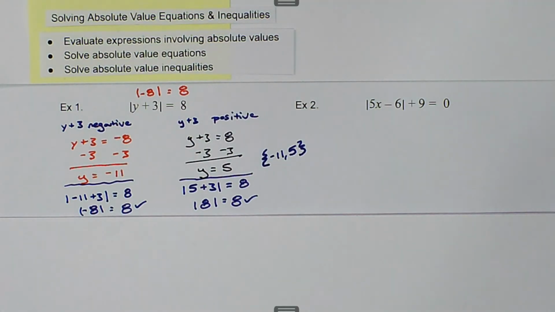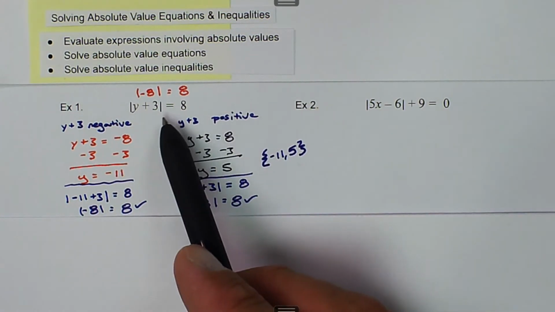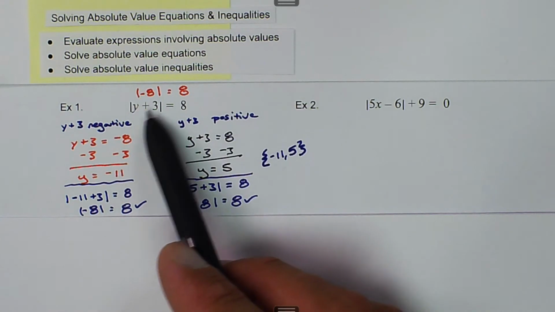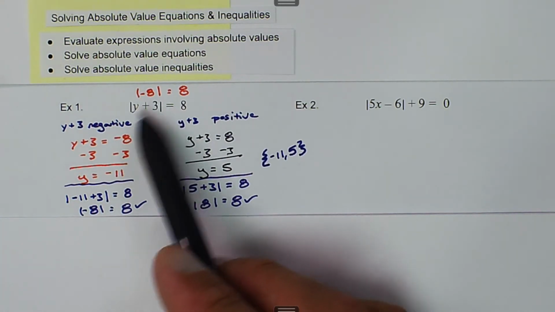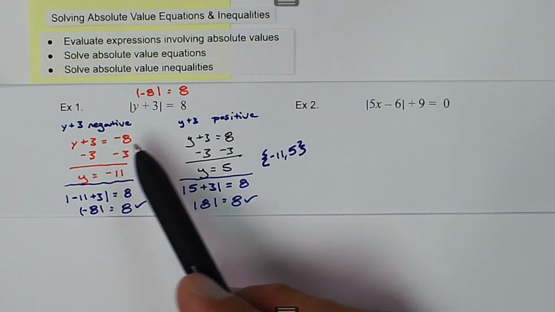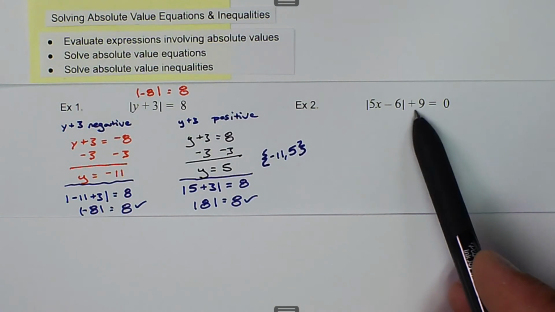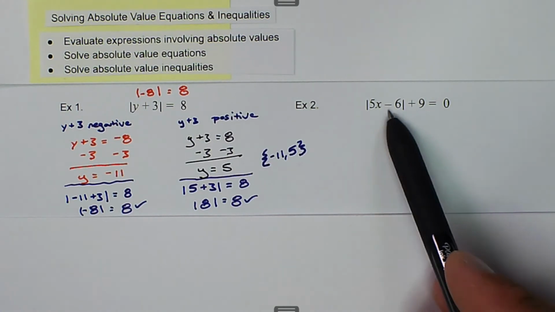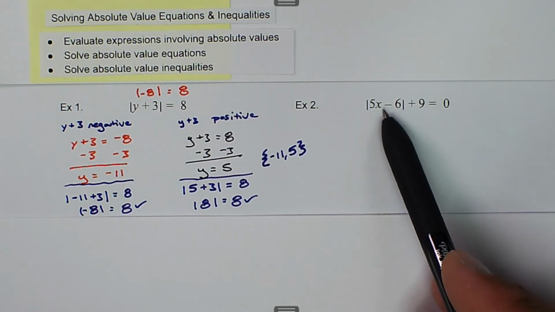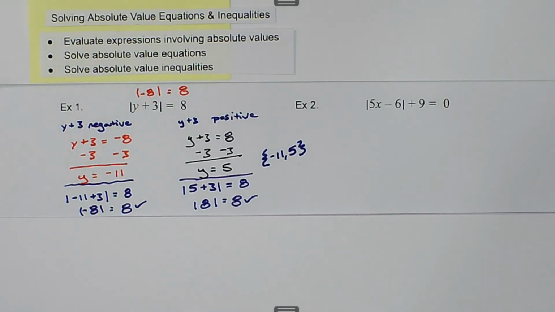Okay, our next example. Now over here, what we did was we have the absolute value all by itself. So we were able to split this equation right away. But when we look at this example 2, we notice that there's a plus 9 right here. So before we can split our absolute value, we have to have the absolute value by itself on one side of the equation. So the first thing we have to do is subtract 9.